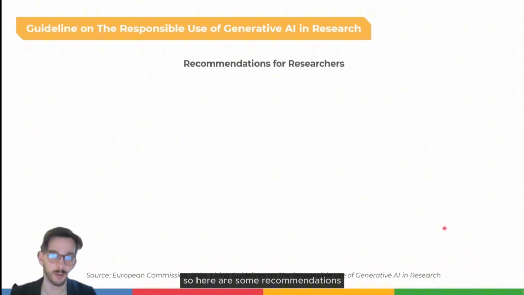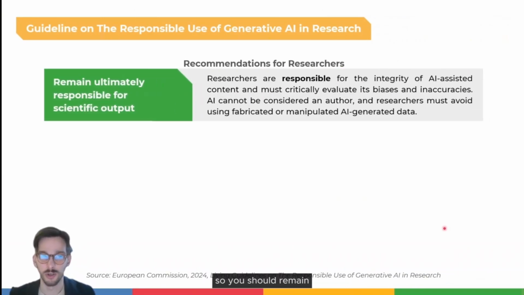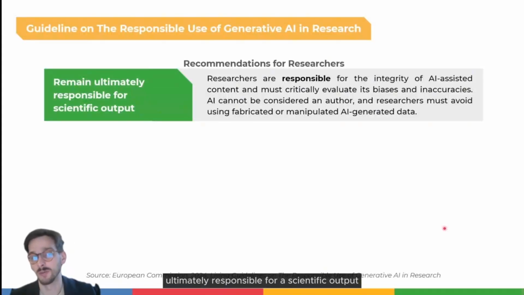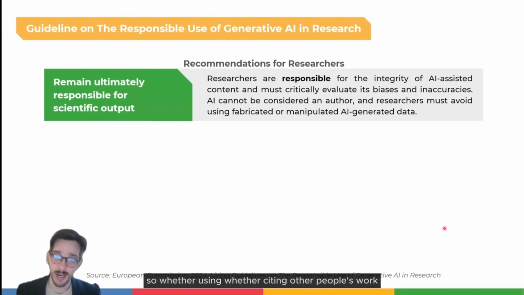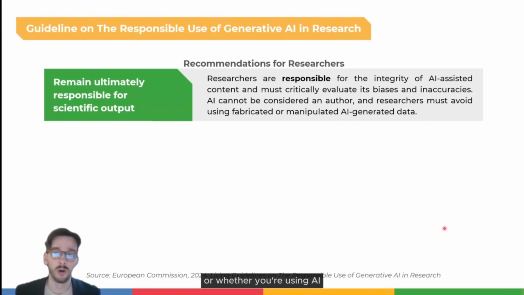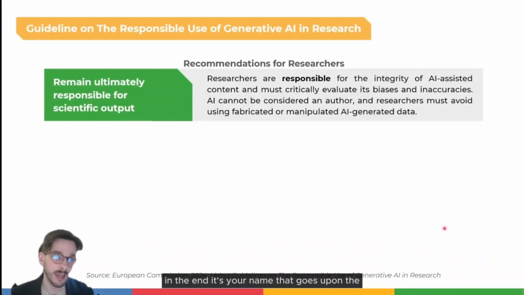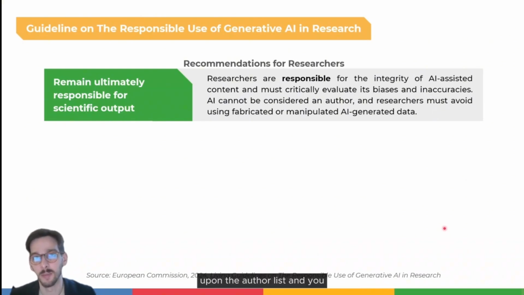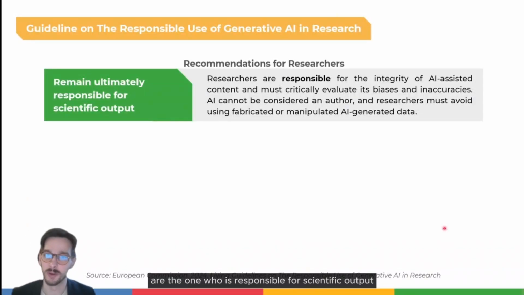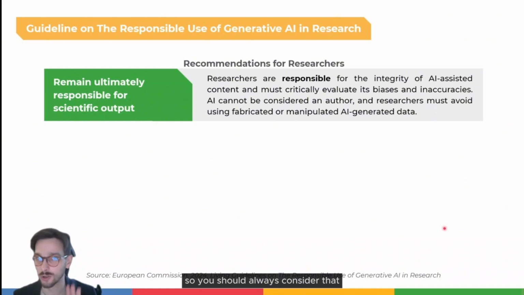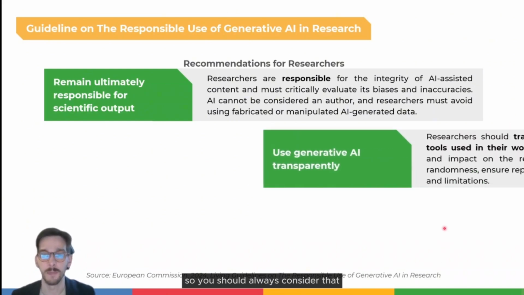So here are some recommendations. You should remain ultimately responsible for scientific output. Whether citing other people's work or using AI-generated content, in the end, it's your name that goes upon the author list, and you are the one who is responsible for scientific output. So you should always consider that.